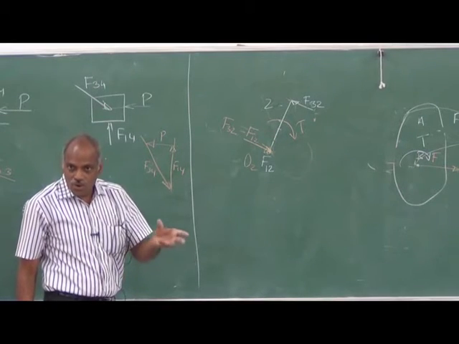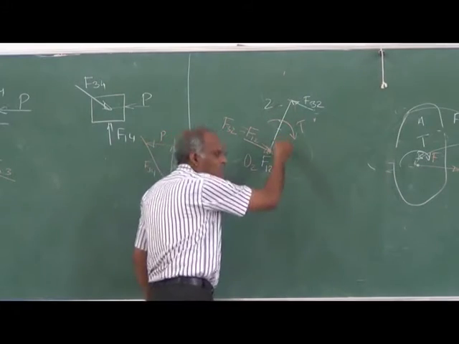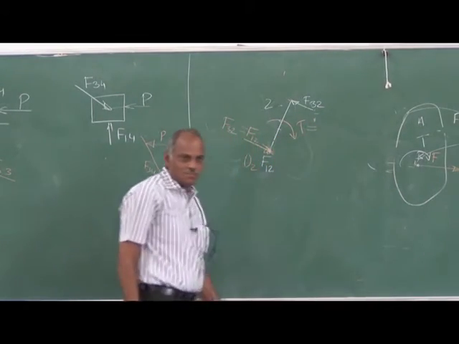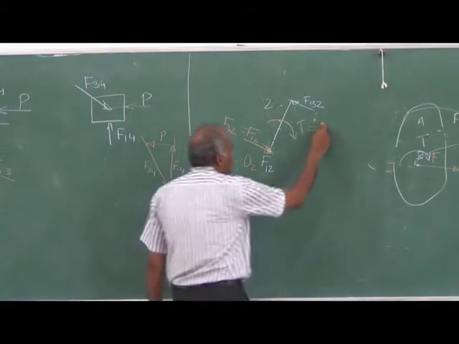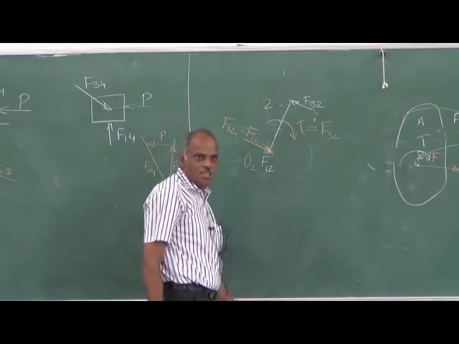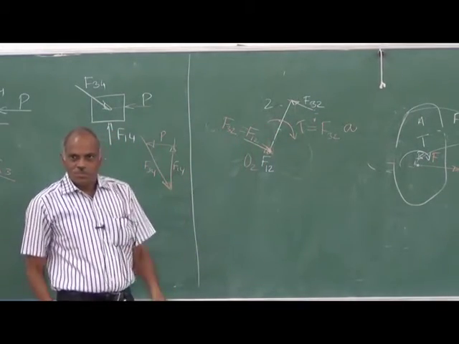But that alone is not sufficient. You have to apply a torque as well. That torque is the holding torque. So what will be the magnitude of the holding torque? That will be equal to F32 into this length of the linkage that we used to call A.